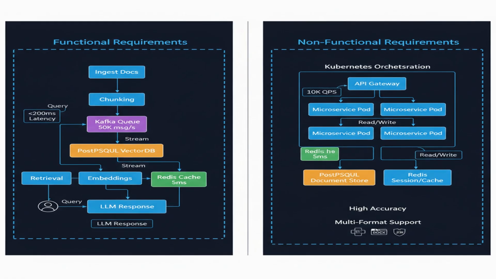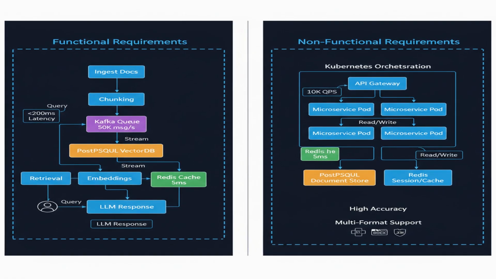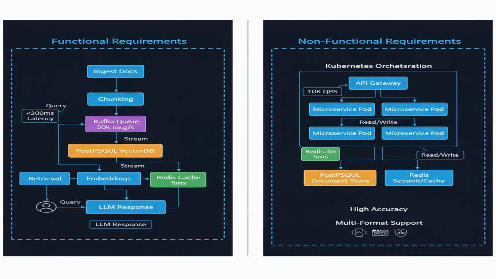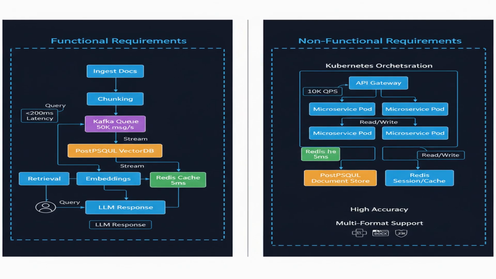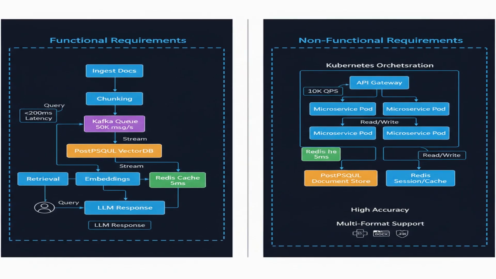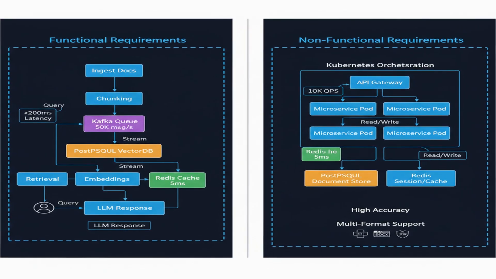Clarifying questions. What document types do we support? PDF, TXT, HTML? What's the average document size and the distribution of sizes? Do we need real-time updates or batch processing? These questions help us understand the scale and complexity of the system.